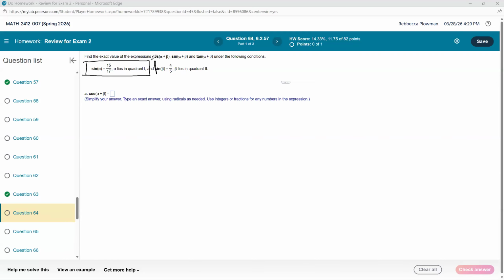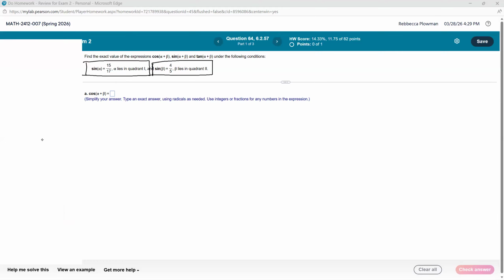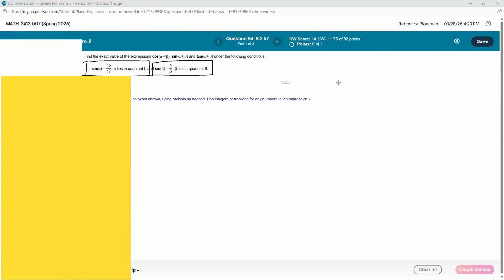So the first part of this problem is just setting this part up. Let me make myself some space here. Okay, we're going to get rid of that little answer there. We'll come back to that. So we have these scenarios. Now, if we look at alpha, alpha is in quadrant 1. So this is going to be alpha in quadrant 1.